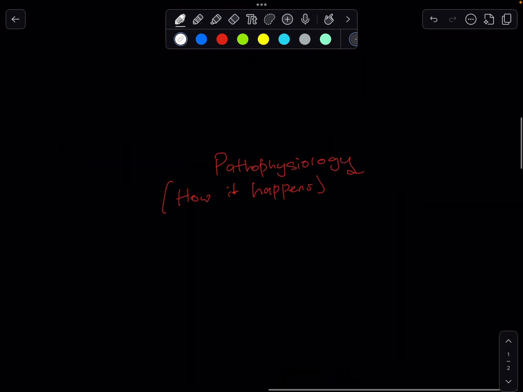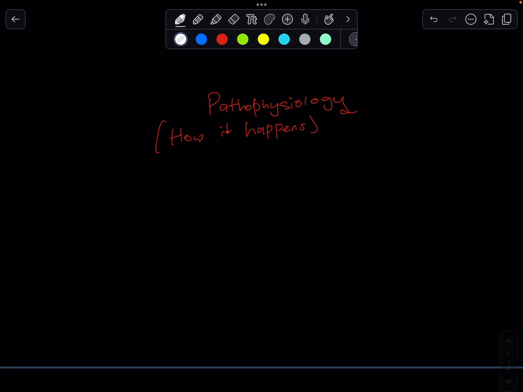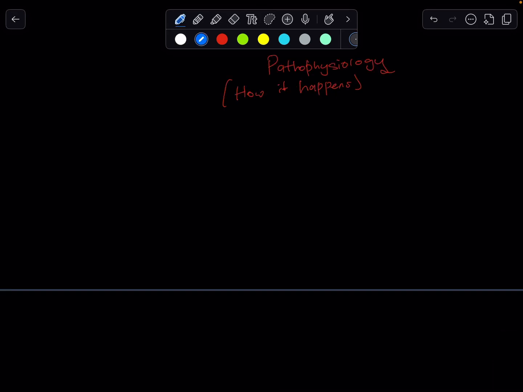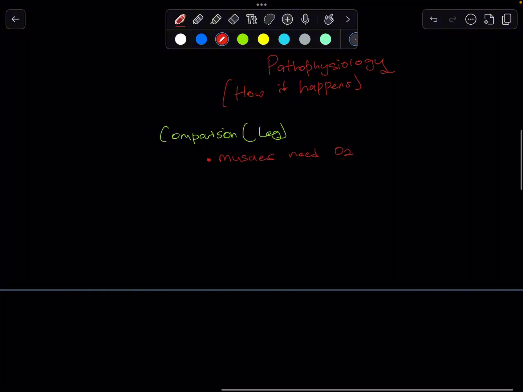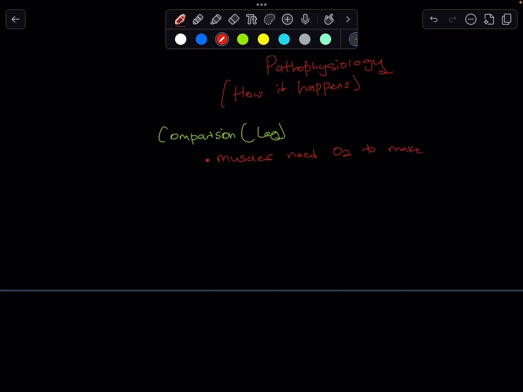So we know that. Let's talk about the pathophysiology of how it happens. Okay, so what we're going to do is compare it to a leg, and you have to bear with me, guys. So what do we know? We know that the muscles in the leg need oxygen to make energy. And what do we know? Oxygen is delivered by blood.